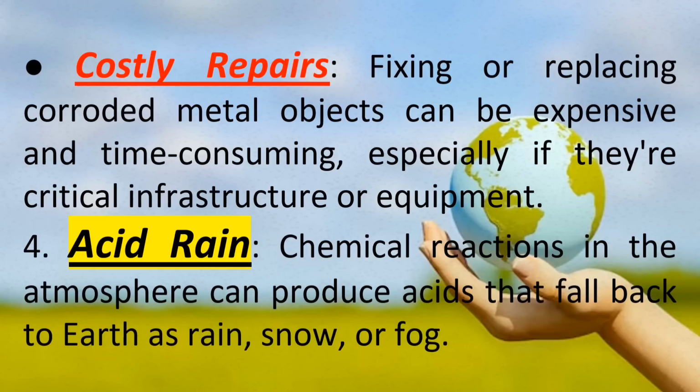And of course, costly repairs. Fixing or replacing corroded metal objects can be expensive and time-consuming, especially if they are critical infrastructure or equipment. Okay, number 4, acid rain. Chemical reactions in the atmosphere can produce acids that fall back to Earth as rain, snow, or fog.